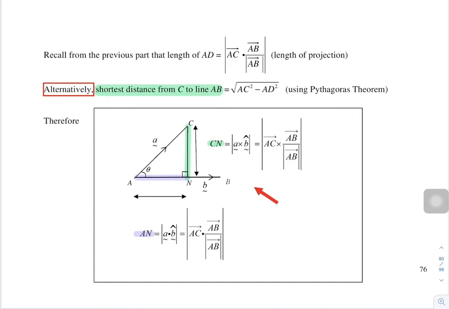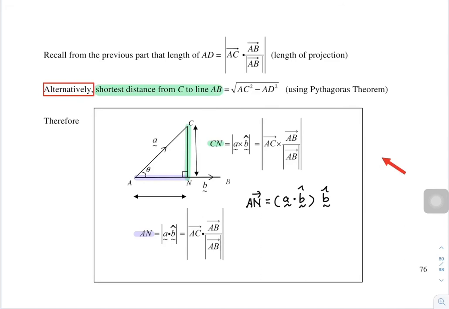And based on what we have done before in terms of the length of projection of the vector A onto the vector B, the distance from A to N can be calculated using the formula modulus of A dot with the unit vector parallel to AB, in this case B hat. Now in the previous section, we also had a formula where we wanted to find the projection of the vector A onto the vector AB, which is the vector AN itself. The formula was: we take the vector A, dot with the unit vector parallel to the vector B, which is B hat, we get a scalar, and then we multiply this scalar to the unit vector itself.